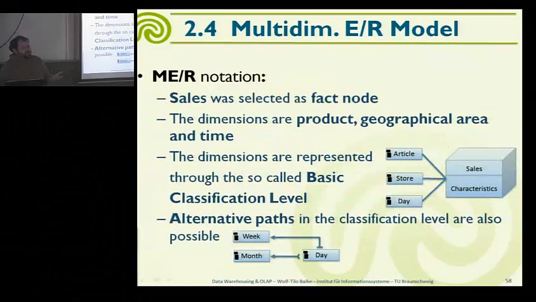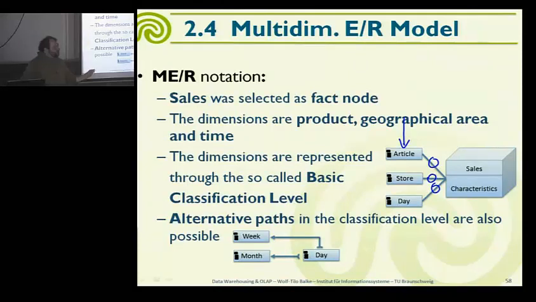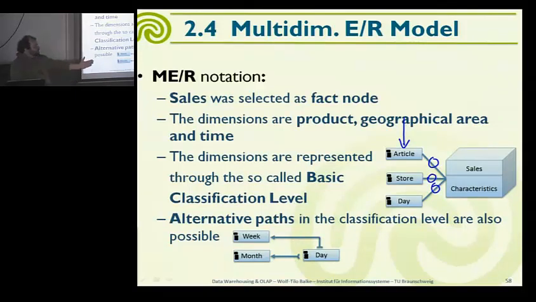So the sales was selected as a fact node, and it has 3 dimensions that are associated with it, right? Normal association edges, right? Product, geographical area or location, and time. Dimensions are always associated on the lowest level. So for the product, it's the individual article that you sold. For the location, it's the individual store. And you cannot go below that.